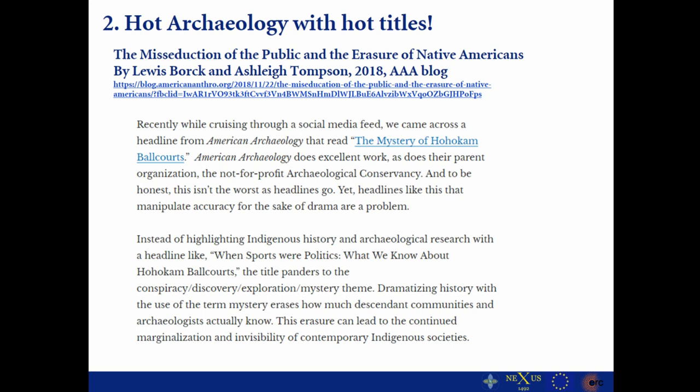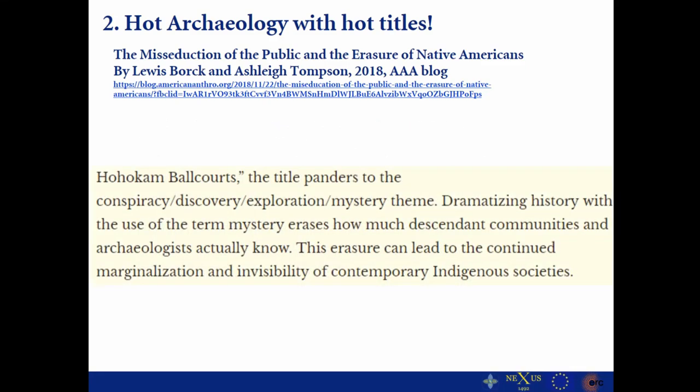So then, in this paper entitled The Miseducation of the Public and the Erasure of Native Americans, they debate this article published in American Archaeology, and the title was The Mystery of Hohokam Ball Courts. So they say that instead of the actual title being something more like When Sports Were Politics and What We Know About the Hohokam Ball Courts, the editors of this magazine decided to use this catchy and hot title in order to attract people.